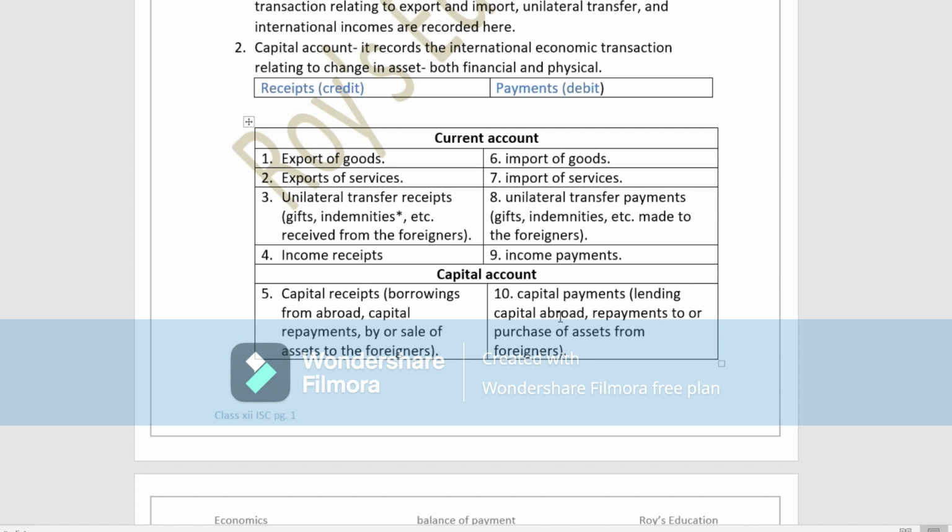Next, capital payments. That means lending capital abroad, when we are giving money abroad, and repayments to, or purchase of assets from, the foreigners. When we are repaying or purchasing assets from the foreigners, at that time we have to make payments. And when we are selling assets to the foreigners, at that time we are receiving the payments. And when we are purchasing assets from the foreigners, that means we are making the payments, so it will be on the debit side.